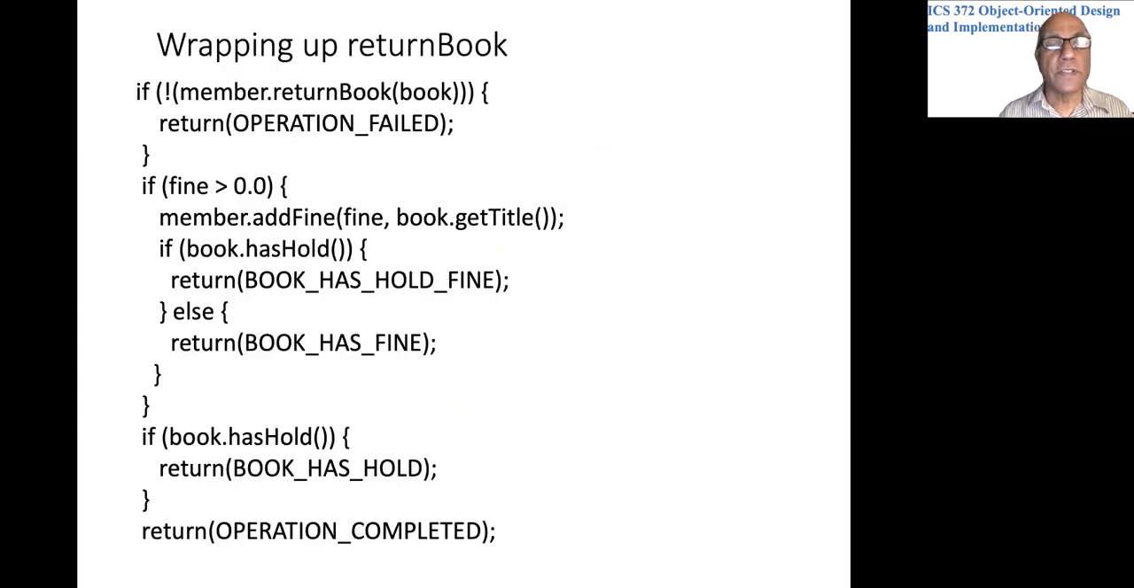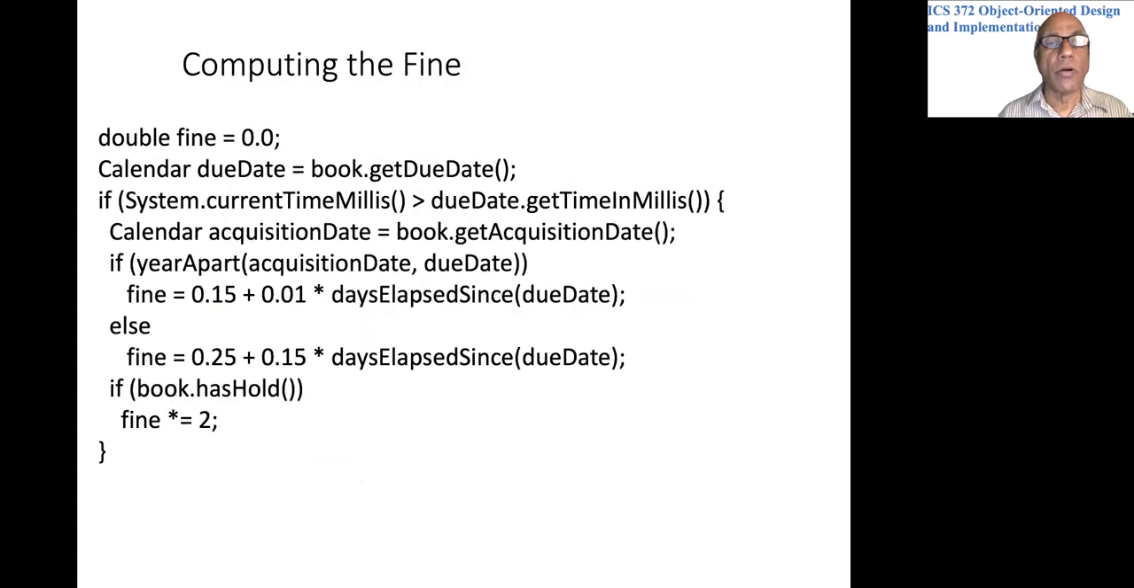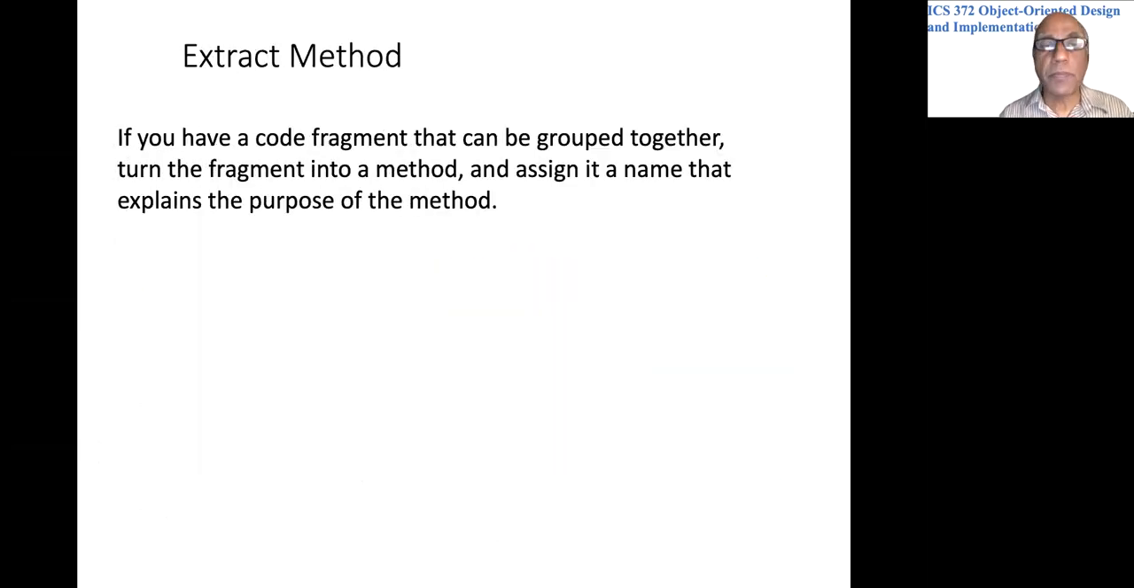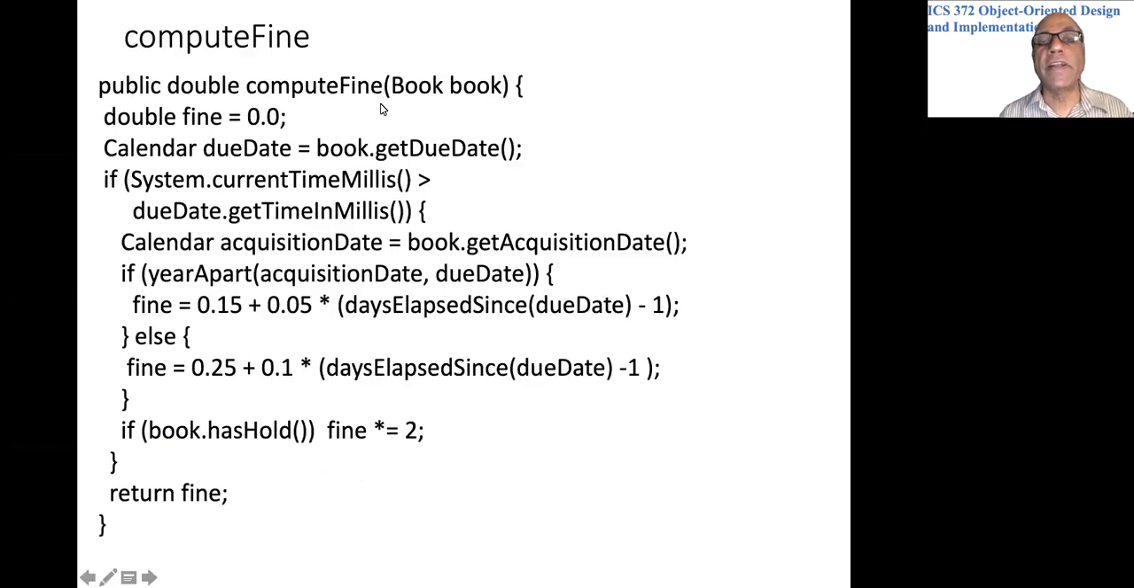And when we do that, we have this kind of code. Double fine equals 0. We need the book object to get the due date and the acquisition date, etc. So this piece of code requires the book object. So if you make this a separate method, compute fine, we need the book object passed as a parameter. Now you can use the book object to get the due date, and we pretty much have the same code that we had before.